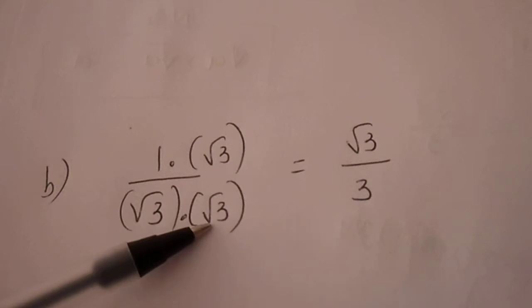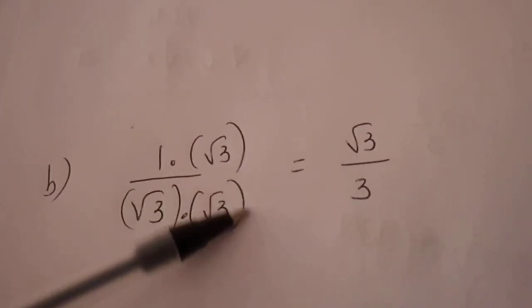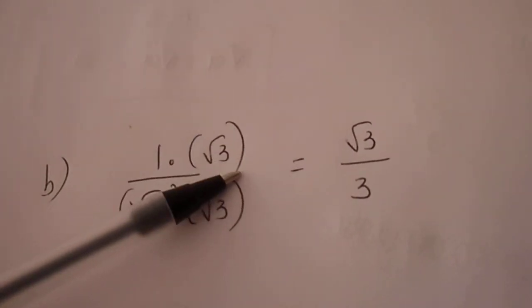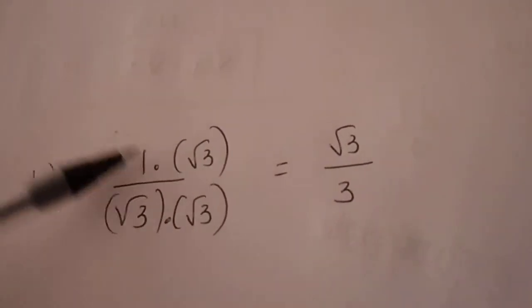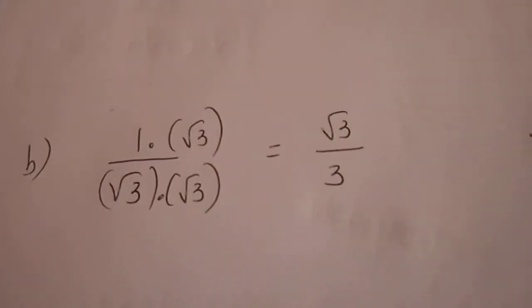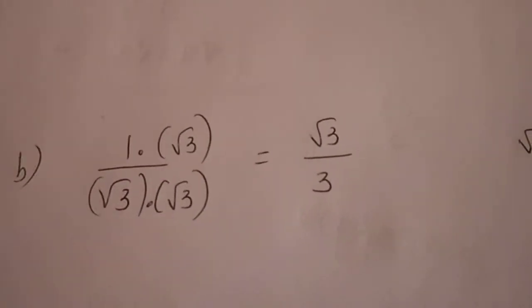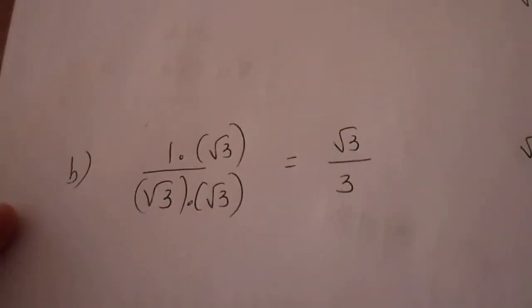So root 3 times root 3. Whatever you introduce to the denominator, you need to introduce exactly the same thing onto the numerator. So root 3 times root 3 is 3. 1 times root 3 is root 3. And this is your final answer. This cannot be simplified further.